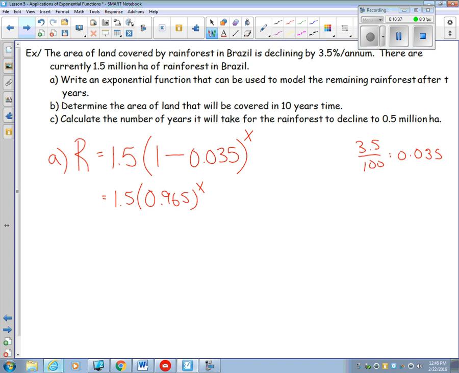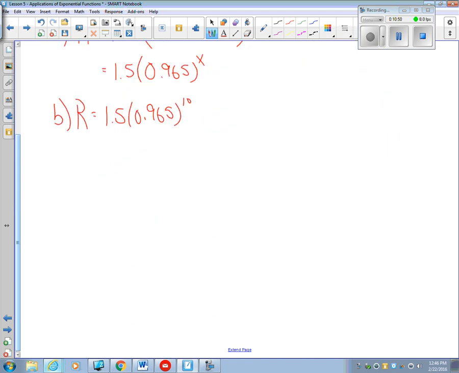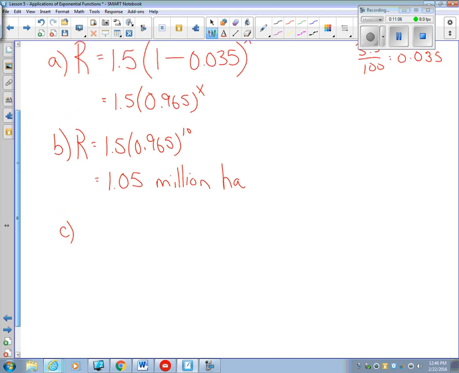Okay. Determine the land that's covered in 10 years' time. So 1.5 times 0.965 to the 10. And I could use technology, but as I said, you'd be trying to find the x, and it's not really good. It's kind of messy. It'd be easier to just punch this into your calculator. And if we do that, we end up with 1.05. And remember, this is million. I didn't want to write all those zeros in, and that's hectares. Done.